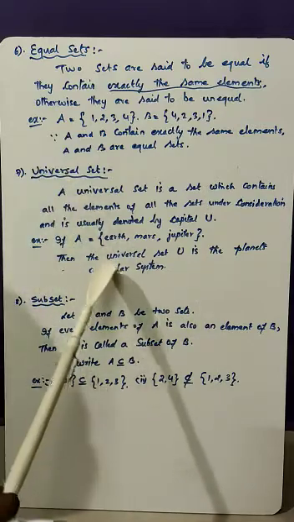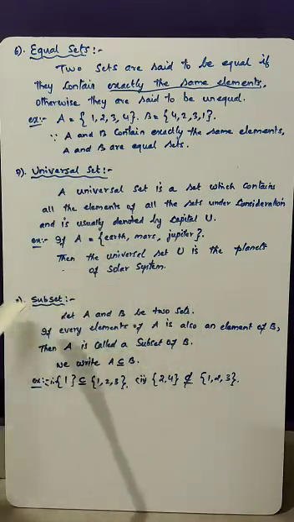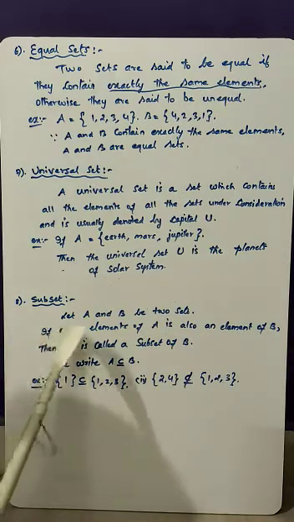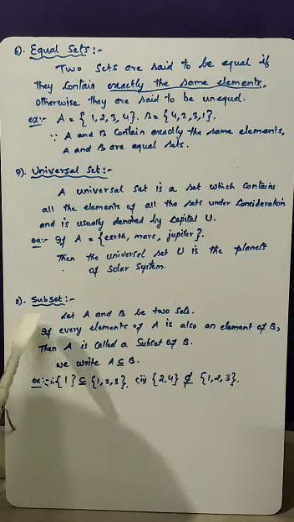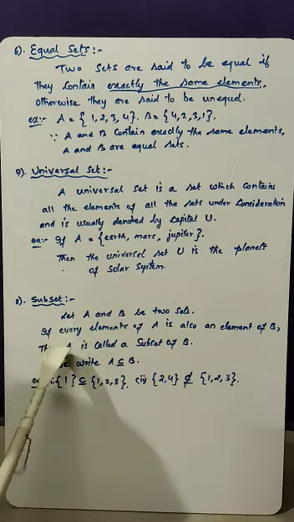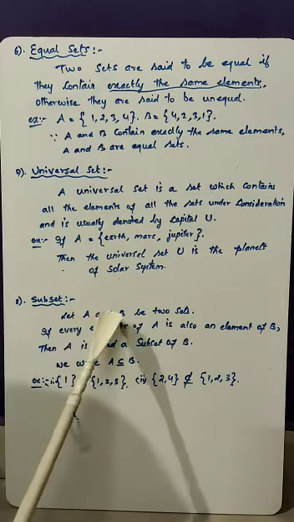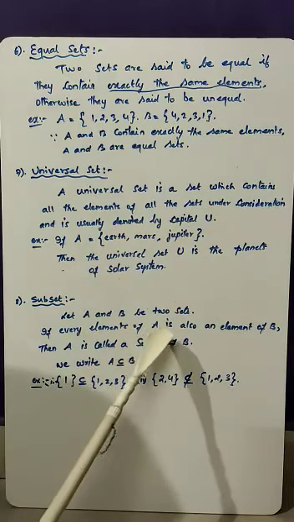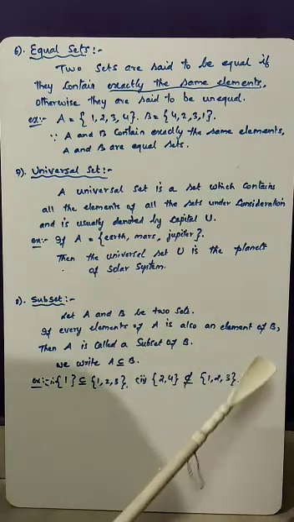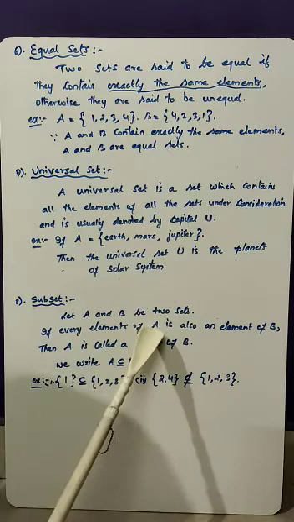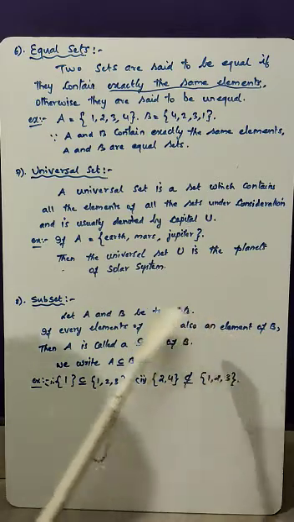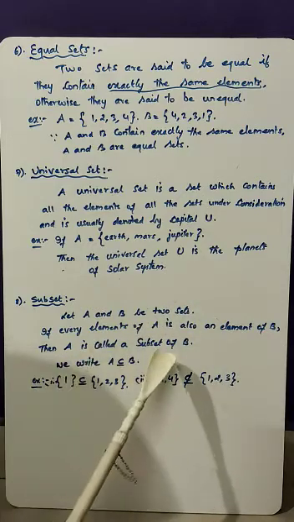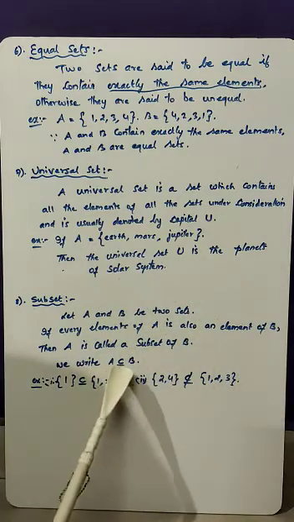So that is the best example of universal set. And then next, subset. The eighth one is a subset. Subset means, listen carefully, these definitions you have to use in solving so many problems. Let A and B be two sets. If every element of A is also an element of B, then A is called a subset of B. So we write A subset B.